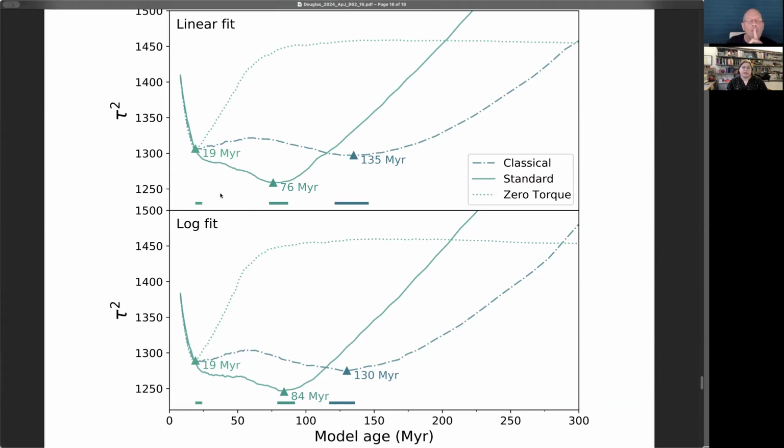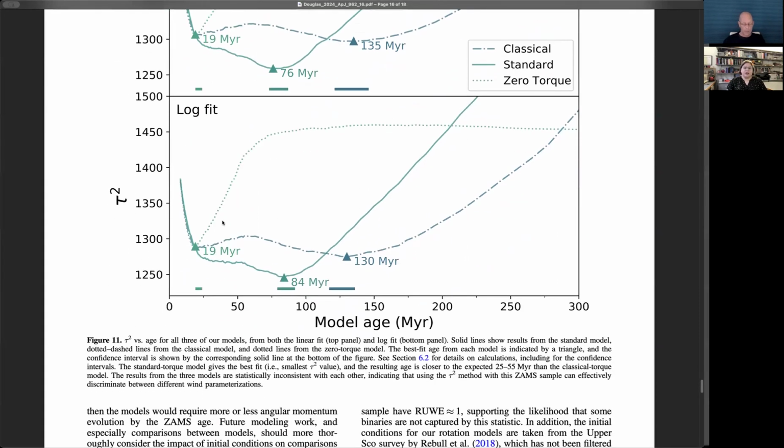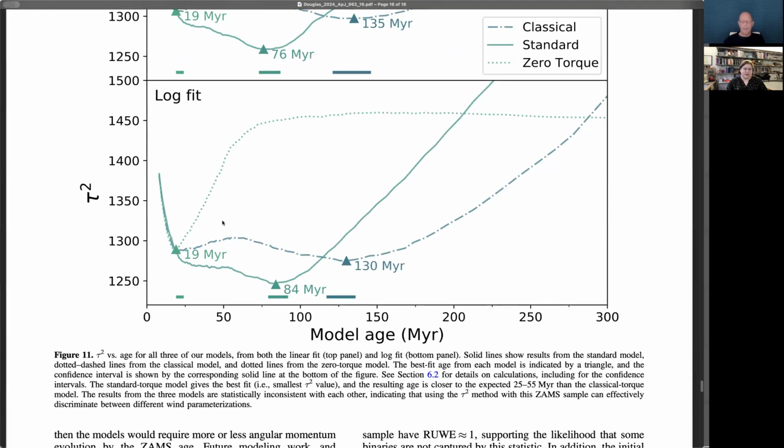So what we can see, the lines correspond to the different models. So the dotted line is the zero torque, the solid line is the standard model, and the dot dash line is the classical model. The triangle points with numbers next to them indicate the best fit age for that model. And then the solid bars at the bottom of each panel are the uncertainties on that best fit age. So if we look all the way on the left, let's just focus on the log fit. As I said, the linear fit gives basically the same result.